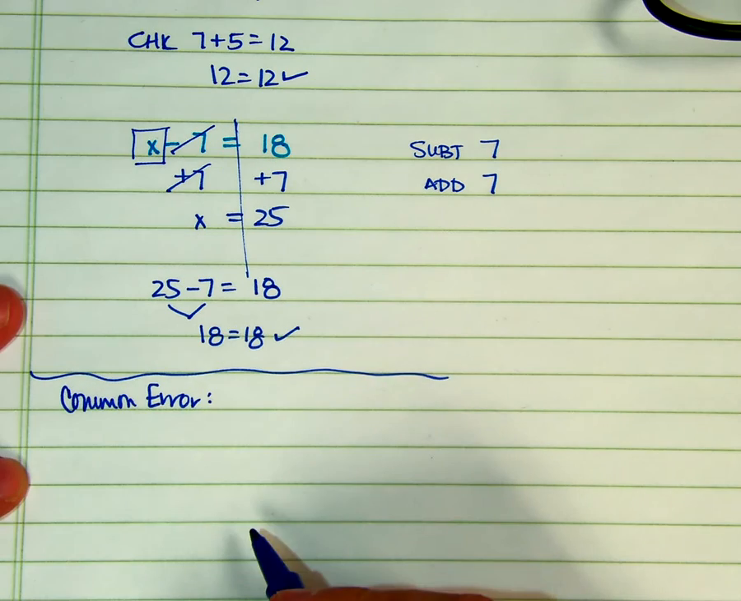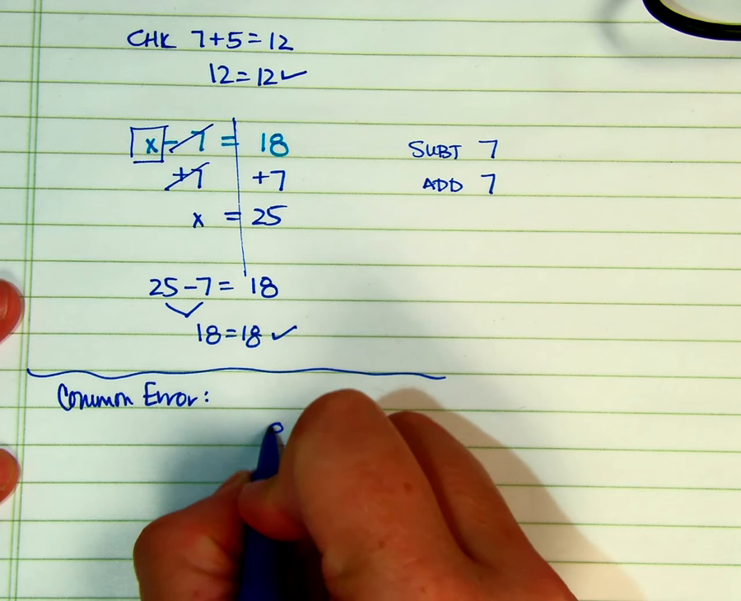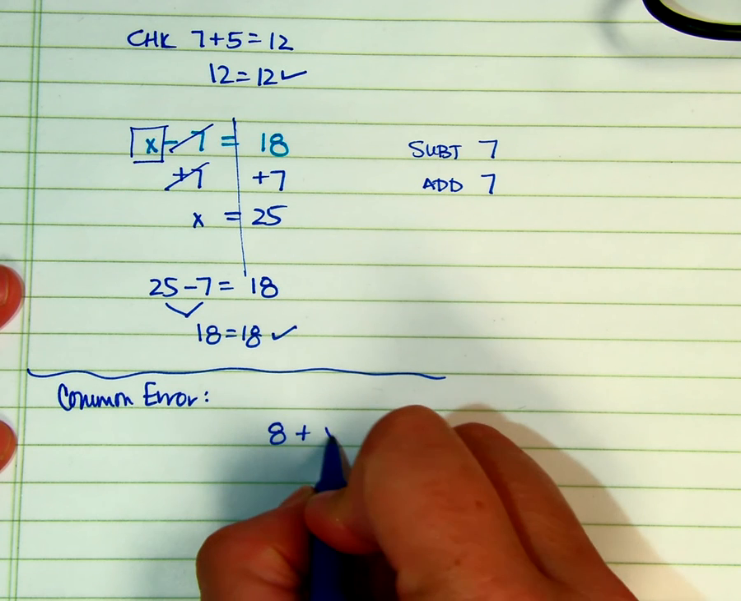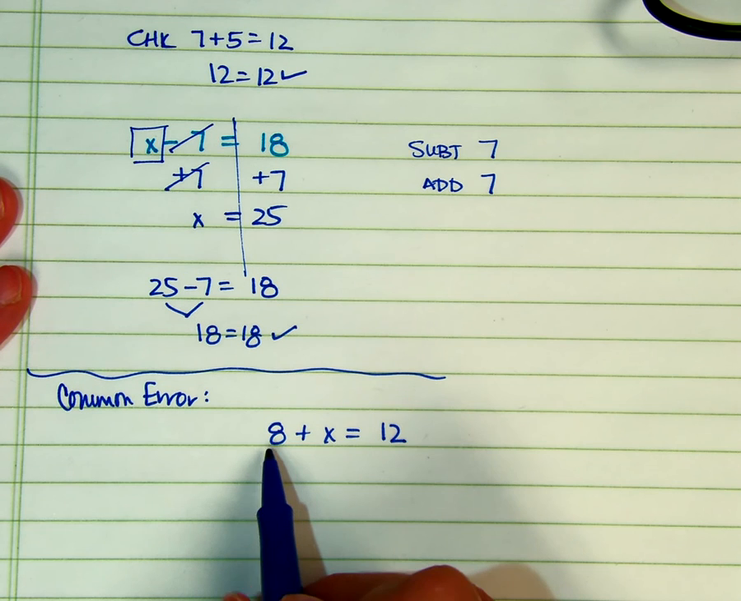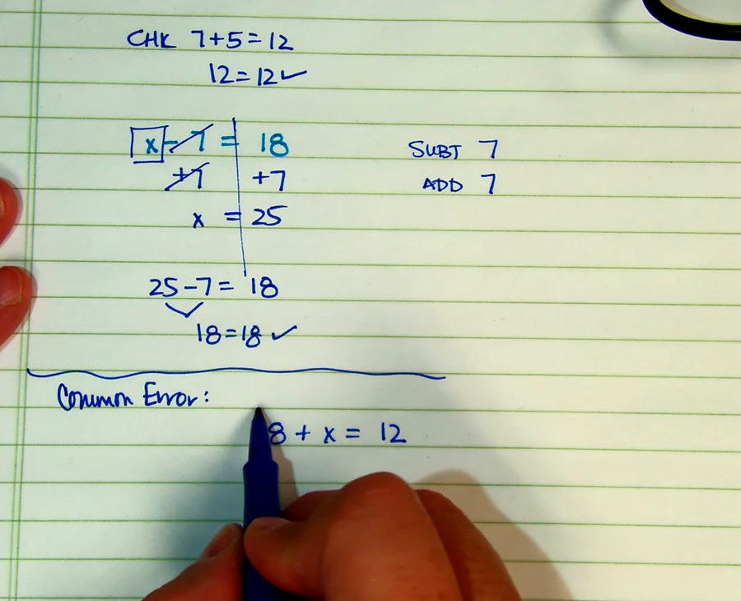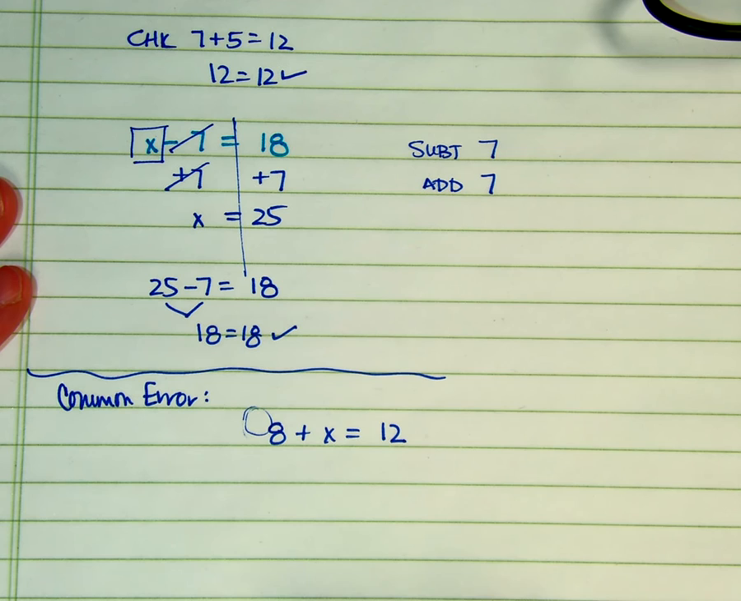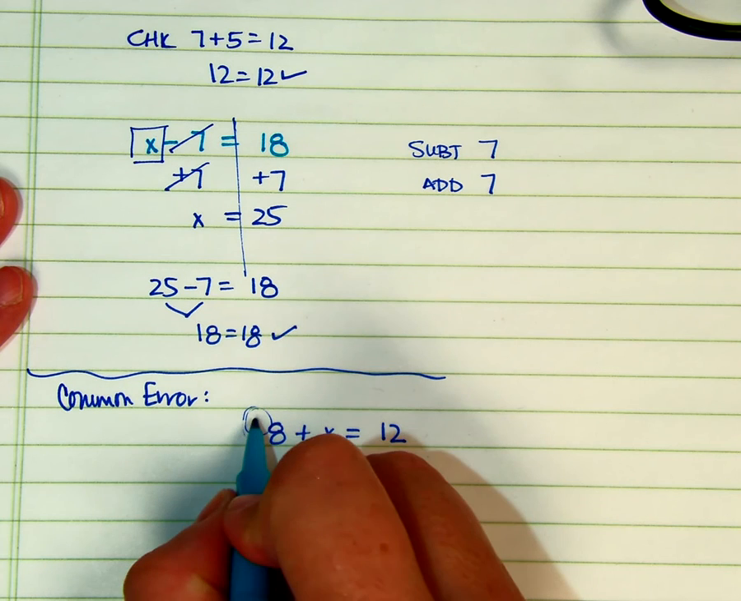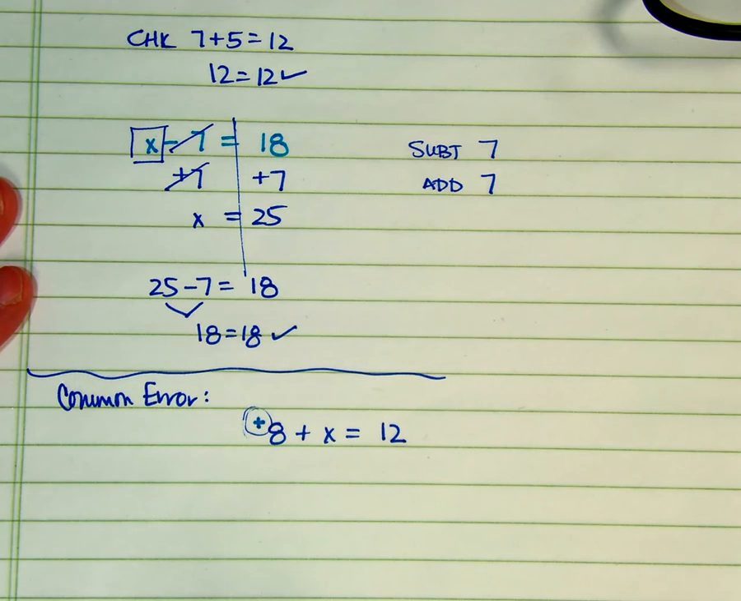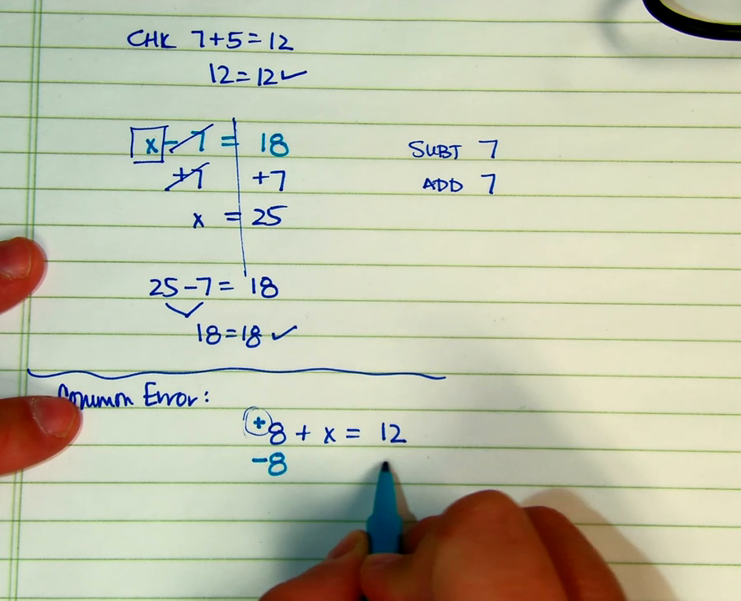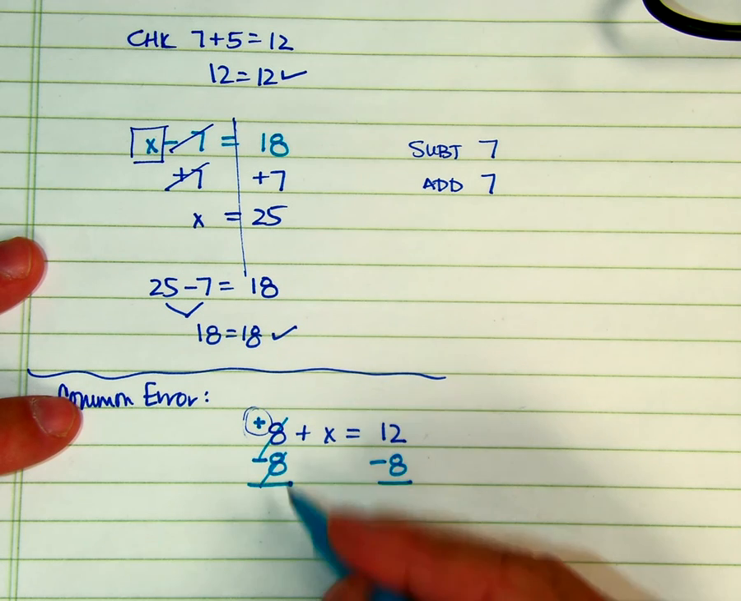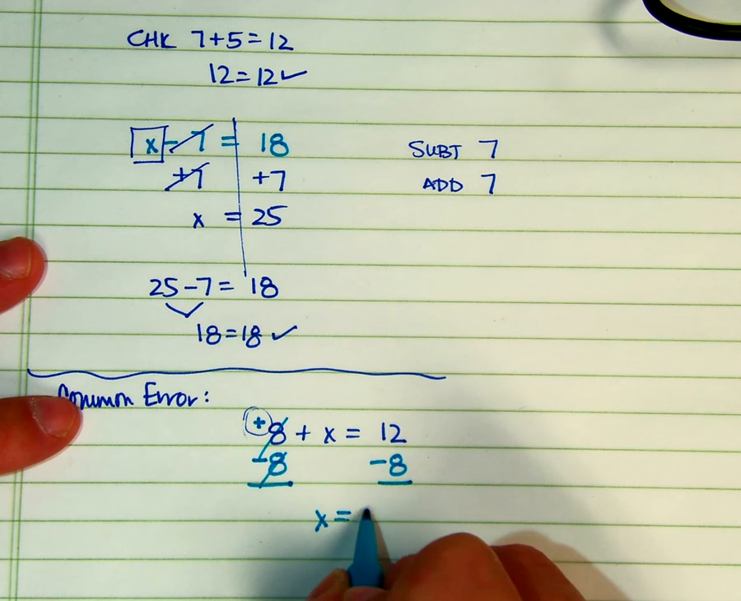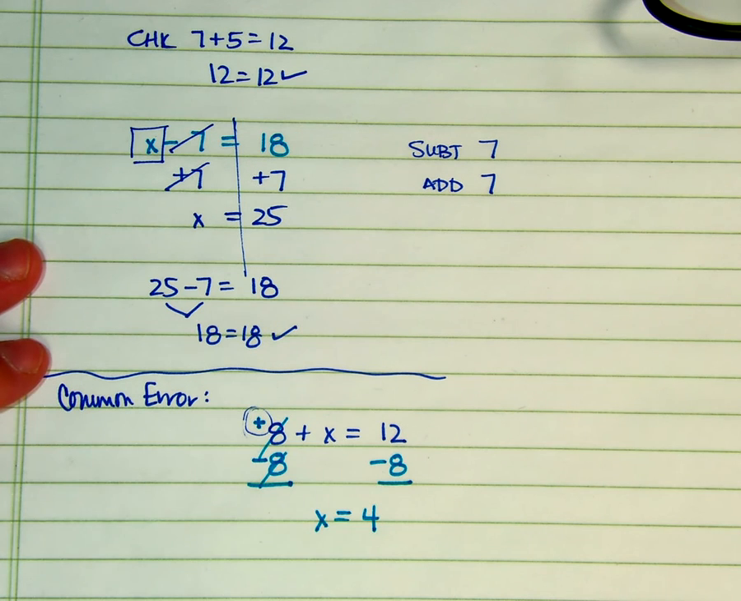A common error, do not do this, but a common error is when the number is in front, say 8. Common error is for people to add 8 to both sides because they don't think there's a sign here. There is an understood positive sign, which is the same thing as addition. So we need to subtract 8 on both sides. Those cancel out, and you're left with x equals 4.